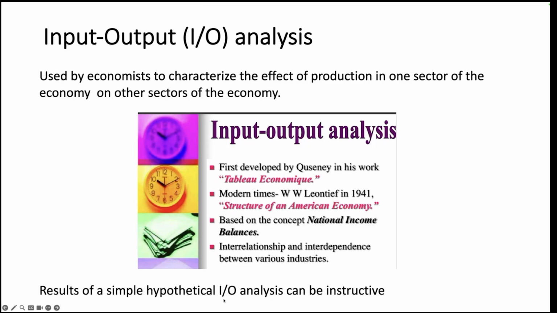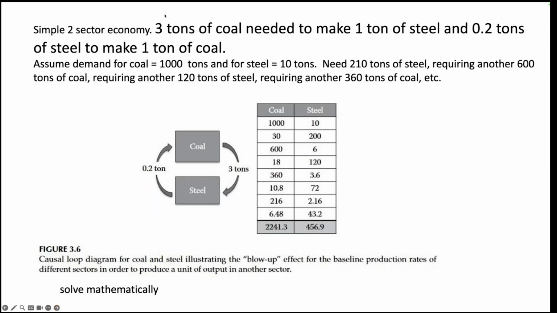So we'll give a very simple hypothetical IO analysis. So basically, we've got a two-sector economy with coal and steel. So you need 3 tons of coal to make 1 ton of steel. And you need 0.2 tons of steel to make 1 ton of coal. So, you use the steel to make tractors and things like that. Okay, so assume the demand for coal is 1,000 tons and for steel is 10 tons. So to do that, you need 210 tons of steel, requiring another 600 tons of coal, requiring another 120 tons of steel, requiring another 360 tons of coal, etc.